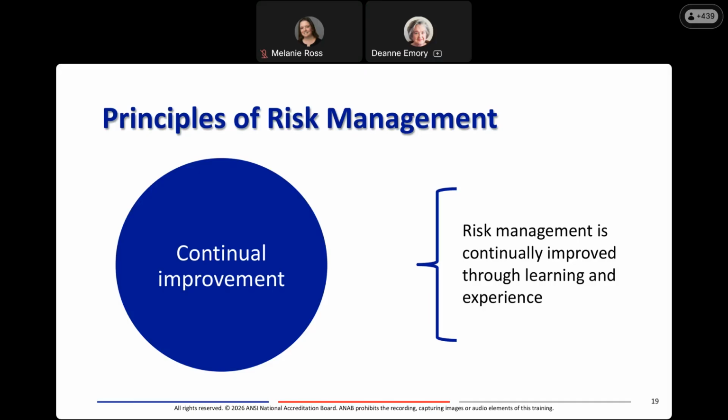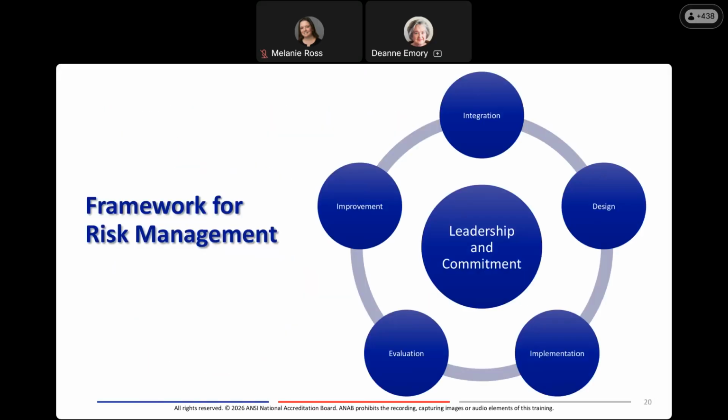This should be exciting to any organization. As we move through the process of risk management, as the program itself improves through learning and experience, if implemented properly at all levels, the organization will achieve continual improvement, which may include such things as fewer fallouts, less non-conforming work, lower turnover of personnel, and greater customer satisfaction. So keeping these principles in mind, let's start building a framework for risk management.